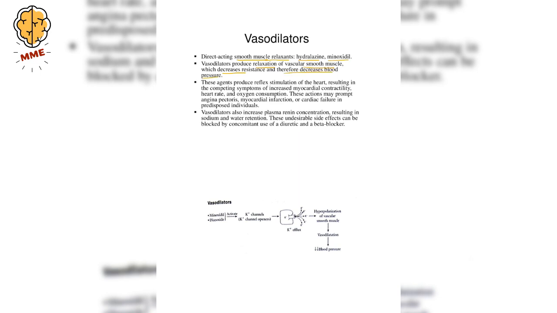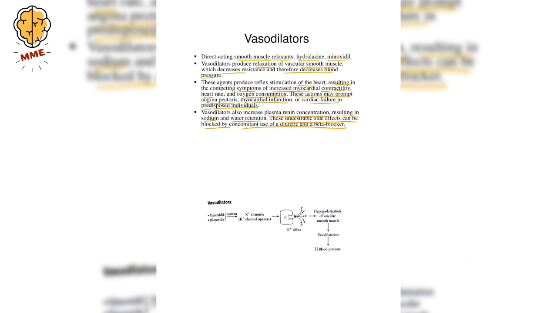These agents produce reflex stimulation of the heart, resulting in competing symptoms of increased myocardial contractility, heart rate, and oxygen consumption. These actions may prompt angina pectoris, myocardial infarction, or cardiac failure in predisposed individuals. Vasodilators also increase plasma renin concentration, resulting in sodium and water retention. These undesirable side effects can be blocked by concomitant use of a diuretic and a beta blocker.